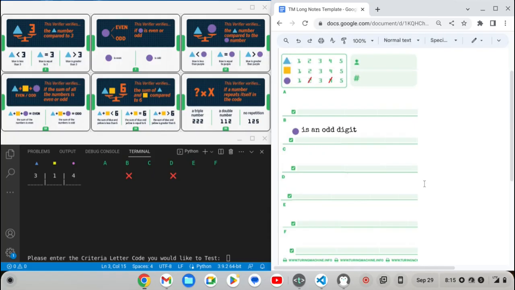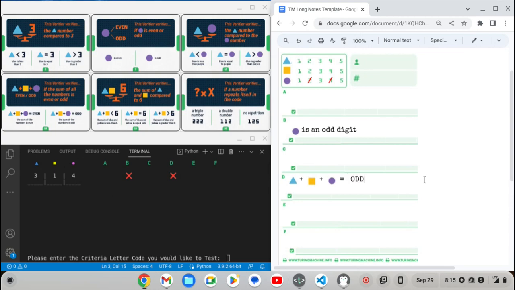And that again is that triangle plus square plus circle should be an odd quantity. So let's see what we can say about that.